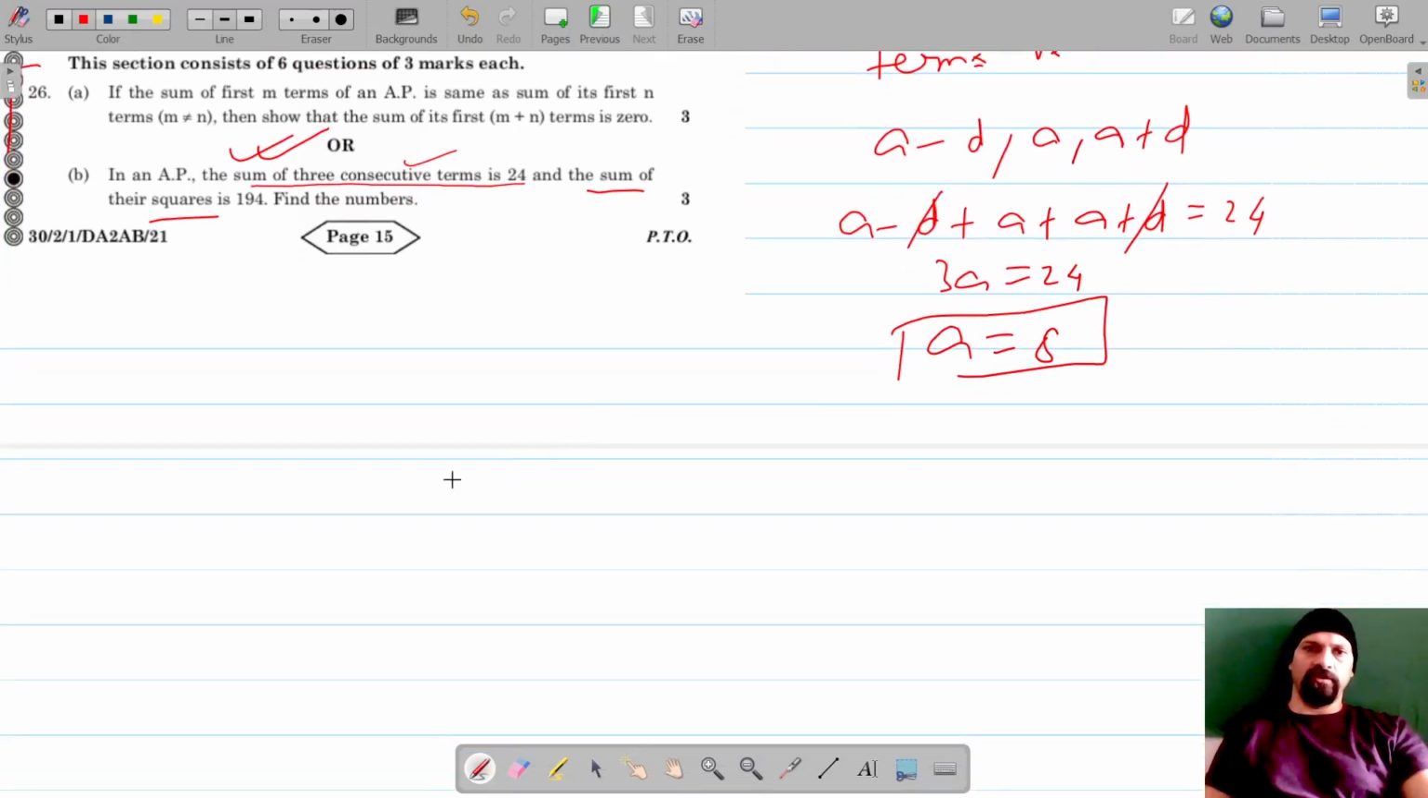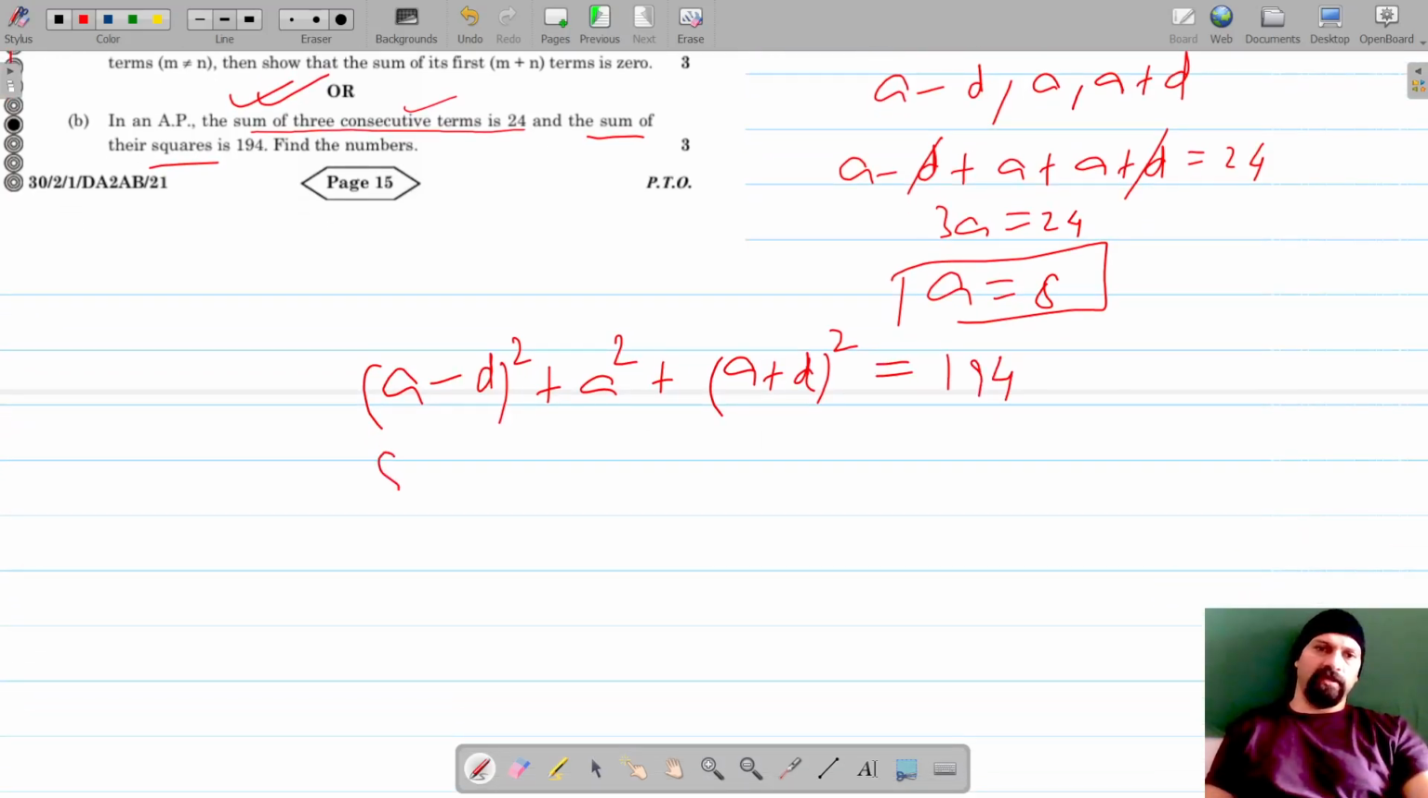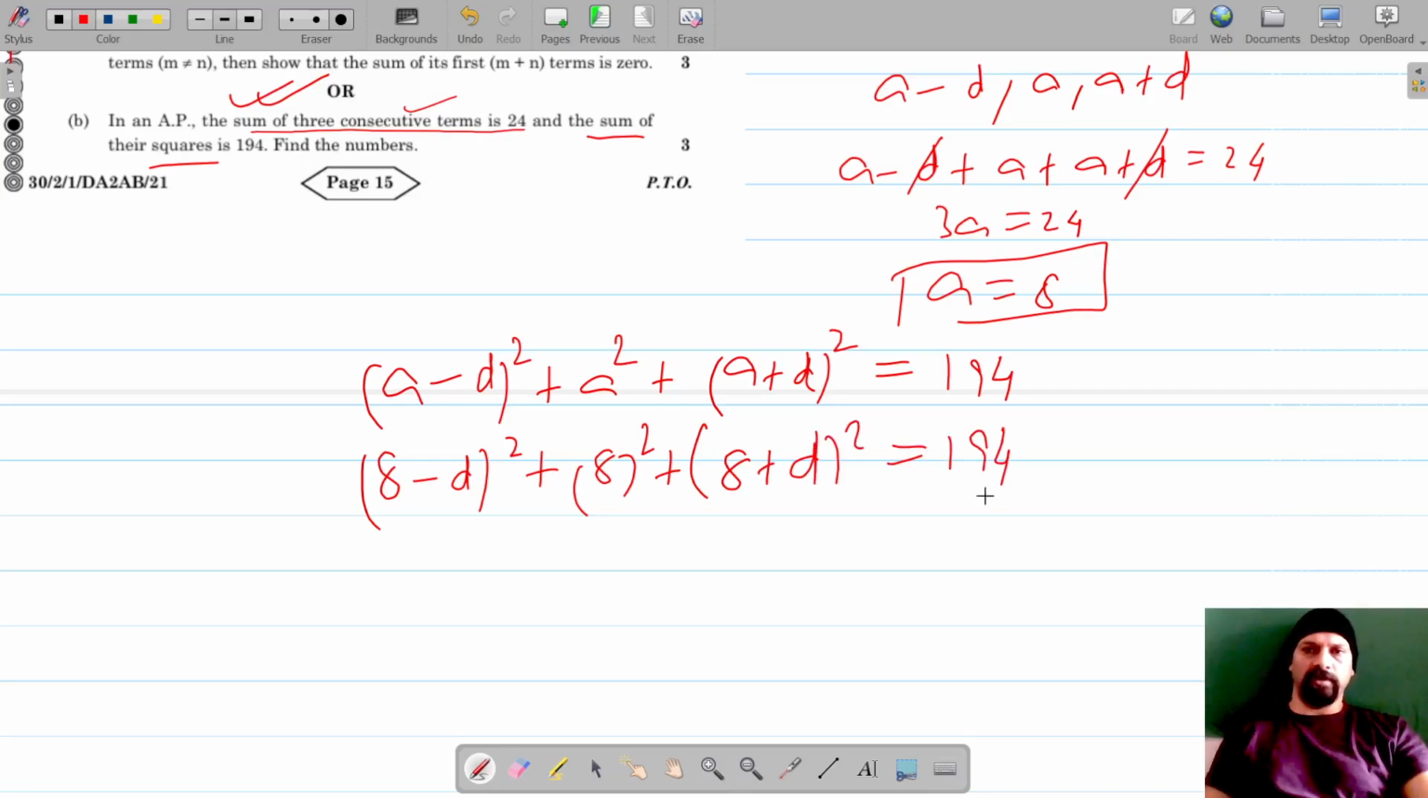So the sum of the squares of these terms. The first term is a minus d the whole square, the second term is a square, and the third term is a plus d the whole square. So the sum of their squares is equal to 194. Let's replace the value of a. So this is 8 minus d the whole square plus 8 square plus 8 plus d the whole square is equal to 194.